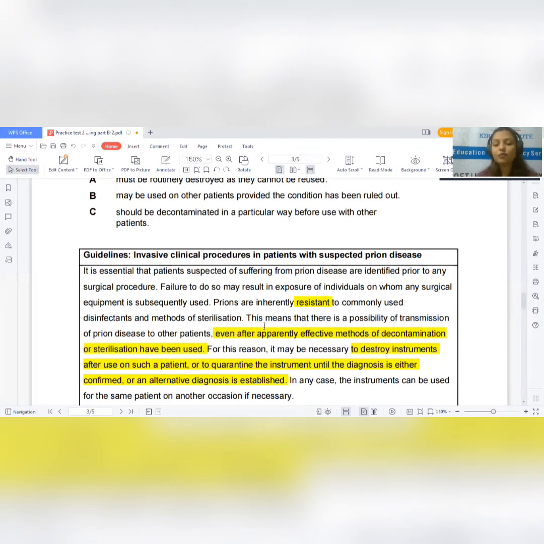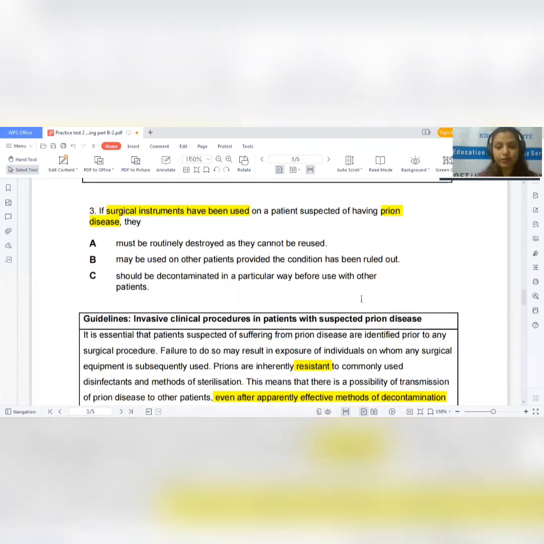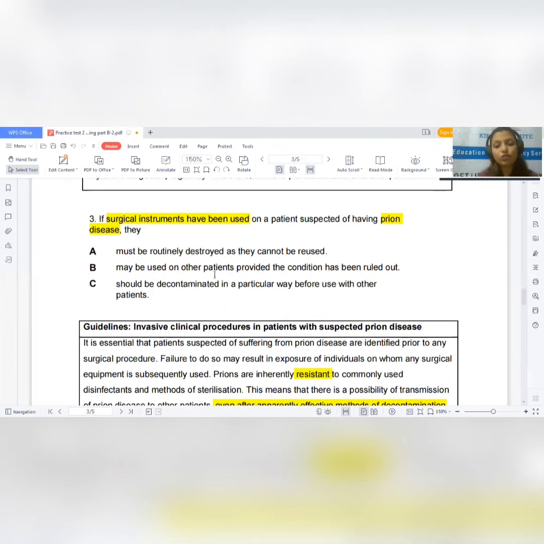Further, the writer has explained that even after apparently effective methods of decontamination or sterilization have been used, it cannot be disinfected. There is a possibility of transmission of prion disease. Even if we use the most effective method of sterilization, it is resistant, it does not work. So C is also not our option. So we are quite sure that A and C are not our options. Let us understand why B is the option.